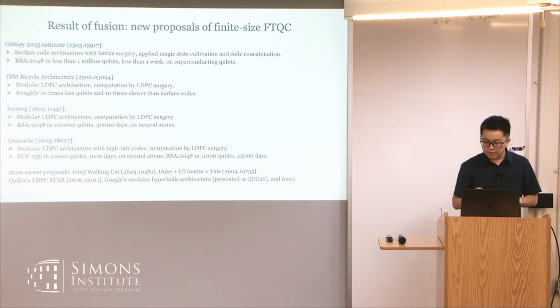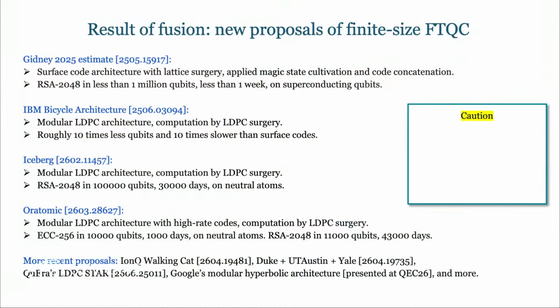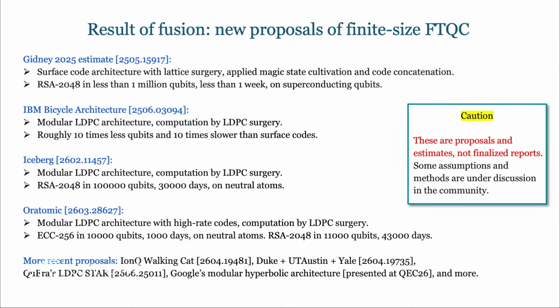Great. So before going into the details of these proposals, I want to emphasize that while many of these works are very solid, these are still proposals and estimates. They are not finalized reports. In fact, some of the assumptions and methods used in some of these works are under active discussion in the community. So when you look at these papers, you should not think they've solved all of their problems. It's actually on the contrary. There are lots of things that need to be figured out, and these numbers may move a lot as we get them to be more and more precise. We should not look at these resource estimates and think that they reflect accurately what's going to get done or what's going to get built.